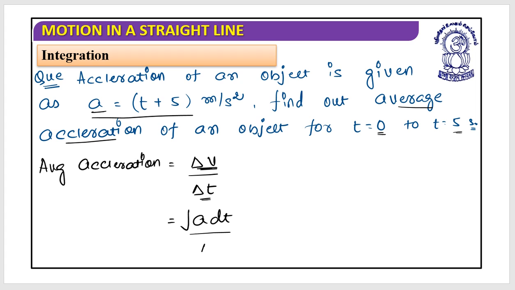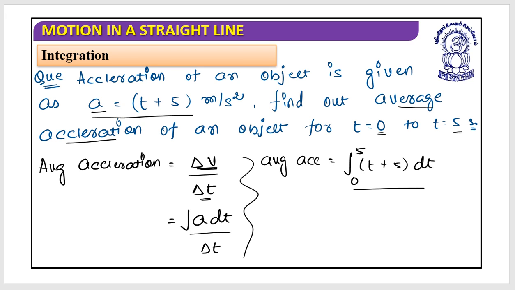And if I integrate this, things will be done. Yeah, so let's do it. So this average acceleration is equal to the integration of a dt. Now this is t plus 5 dt from 0 to 5, divided by 5 seconds because it is a delta t. So this should look like t square by 2 plus 5t. Don't make the error that it would be a 0. That was the differentiation. This is integration from 0 to 5, divided by 5.